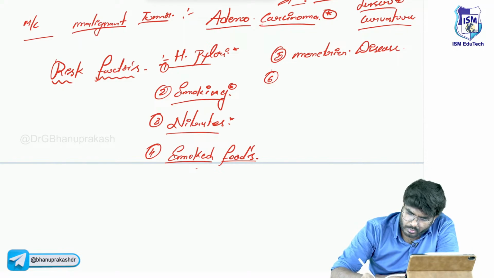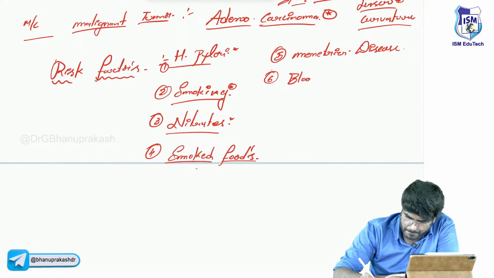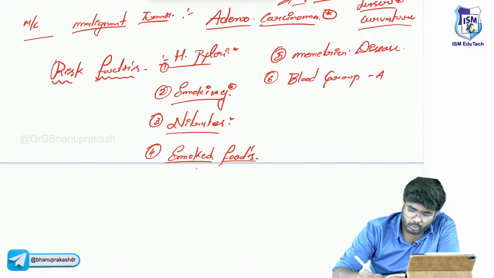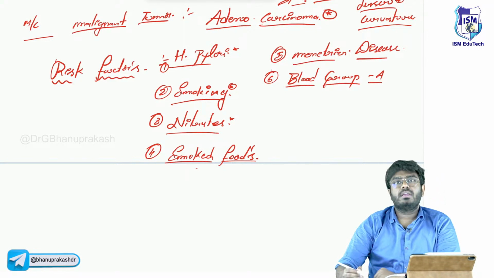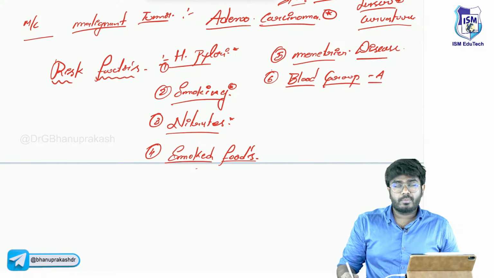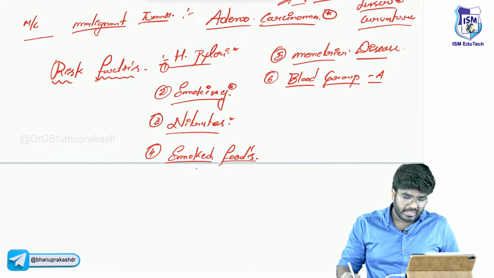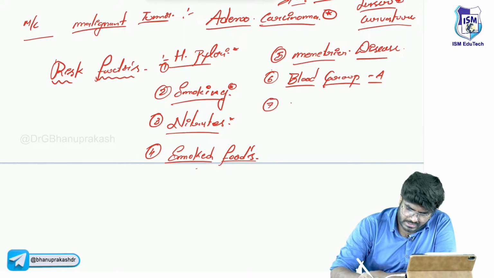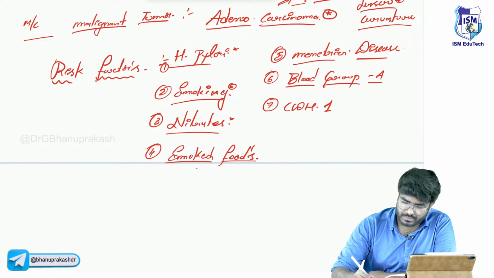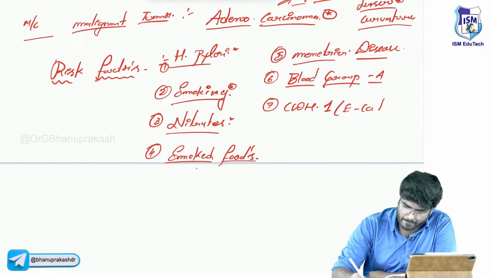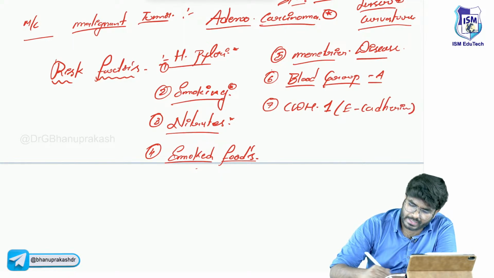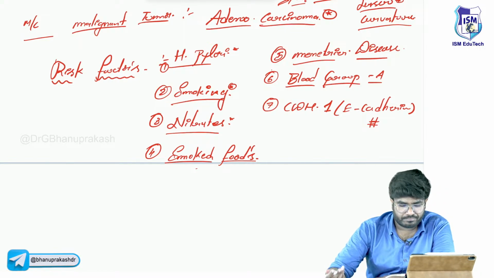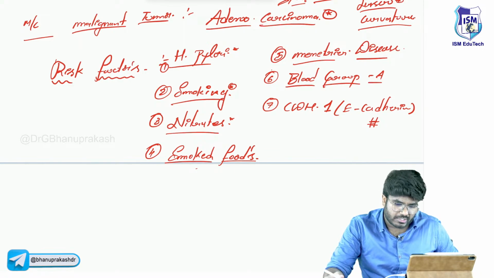People who have blood group A. We don't know the exact reason, but blood group A shows a high predisposition for the development of gastric adenocarcinoma. Most of the people who have gastric adenocarcinoma are shown to have blood group A. And the next factor is gene mutations, like CDH1, the gene for E-cadherin. CDH1 or E-cadherin gene mutations are a risk factor for the development of gastric adenocarcinoma.